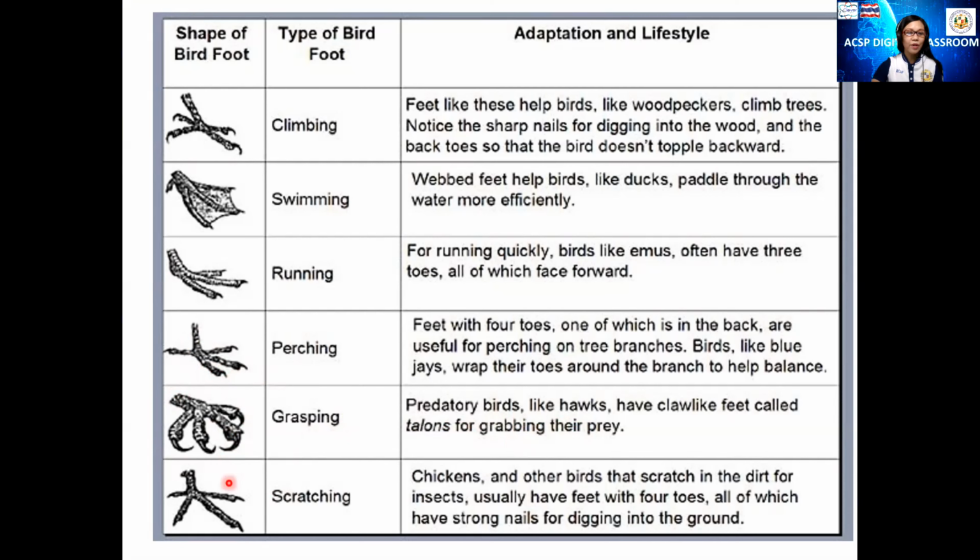And also, this bird foot with the short toes at the back is for scratching. For example, chickens scratch the dirt to find insects or to find their food, for digging into the ground. This type of adaptation in birds helps them to obtain their food to survive. This is their characteristic for them to survive.